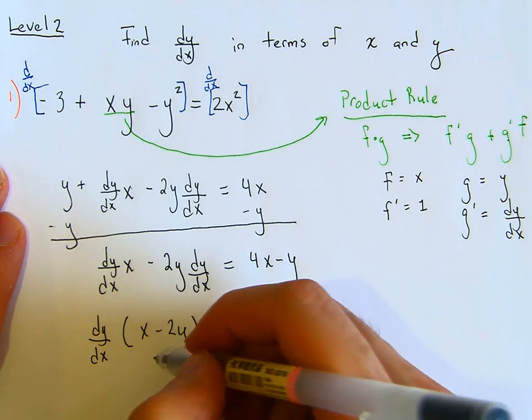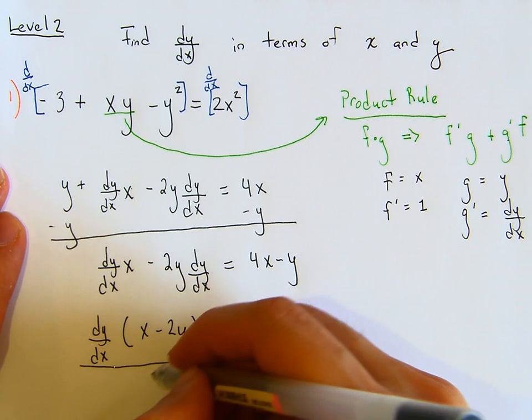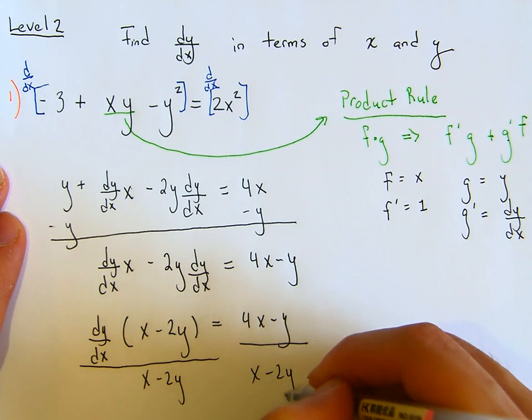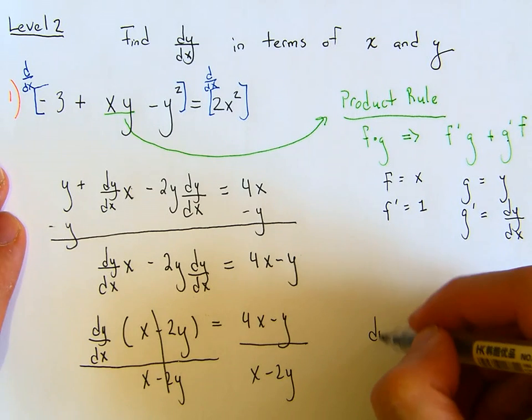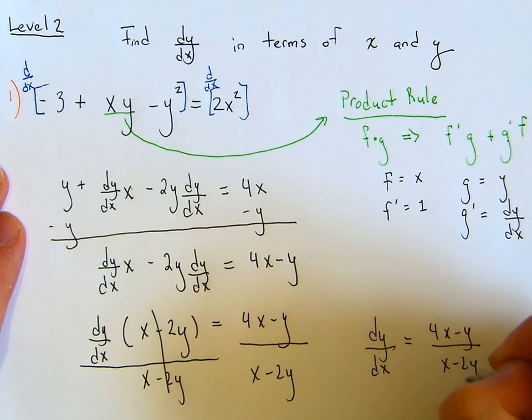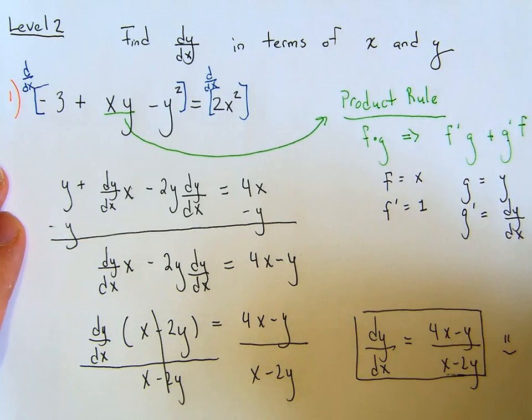And then we're going to divide. Now once we get to this point, we're just going to divide both sides by x minus 2y. X minus 2y. This cancels. So now we have dy dx is equal to 4x minus y over x minus 2y. Okay.